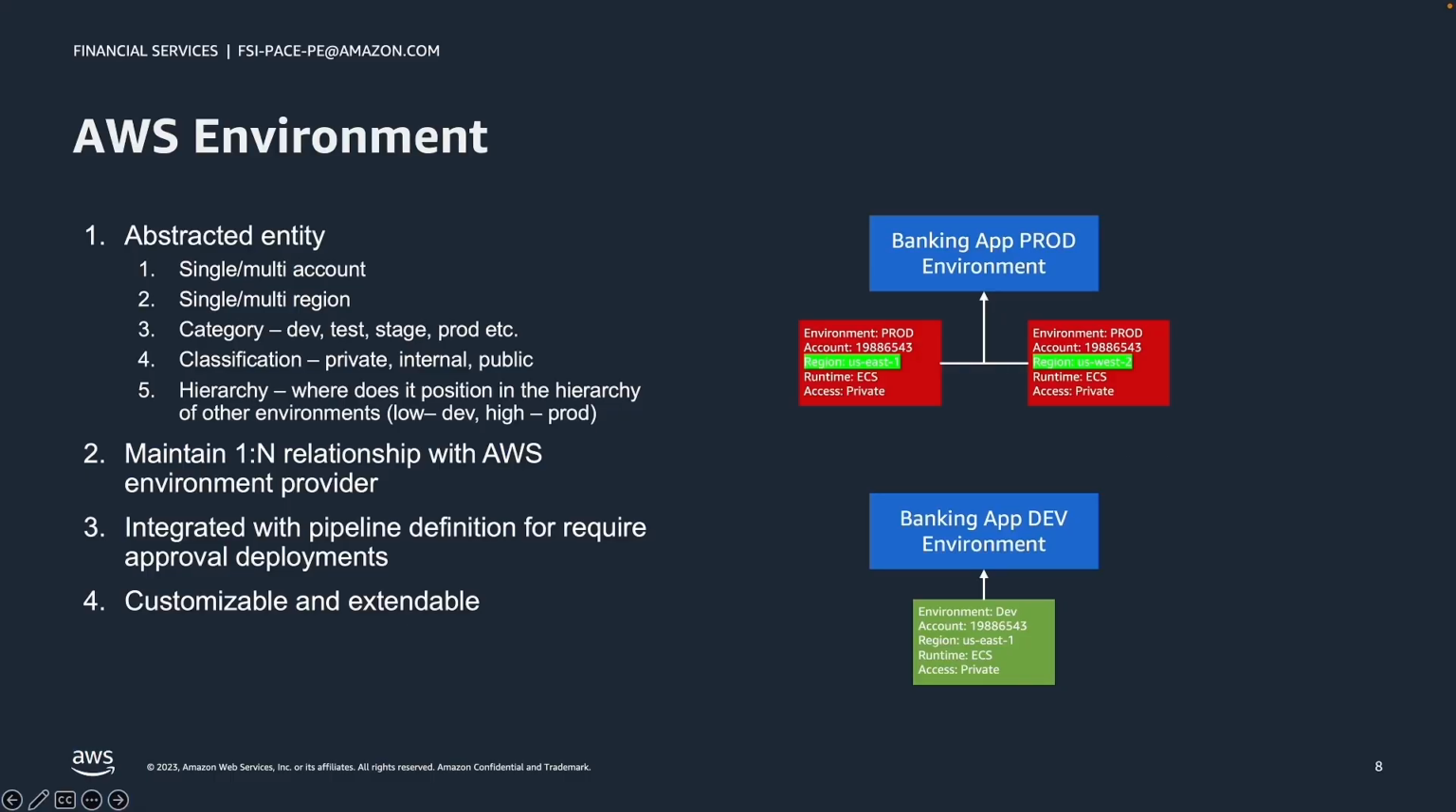An environment is an abstracted entity in the platform, but not in AWS. Environment allows to define the type of the environment, classification, hierarchy, and category, regardless of which provider is used behind the scene. The relationship between a provider and environment is one to many, thus allowing automatic deployment of an application to two providers at the same time. An example of that is deploying an app to two regions.